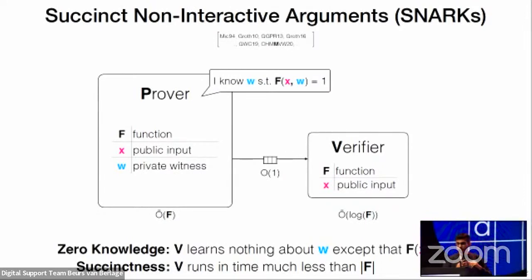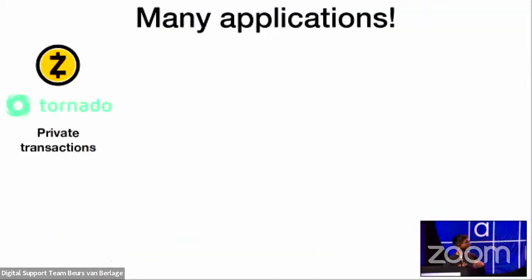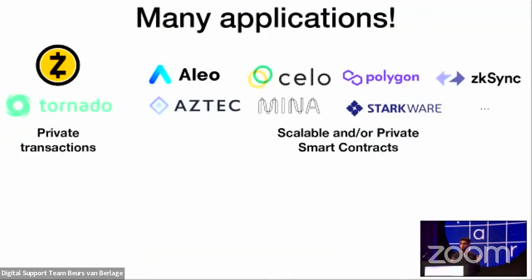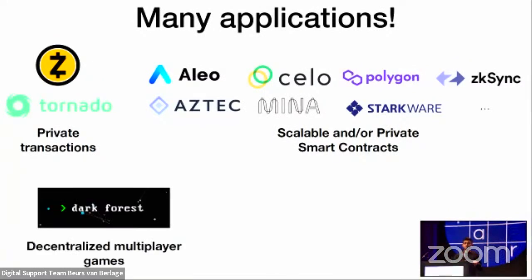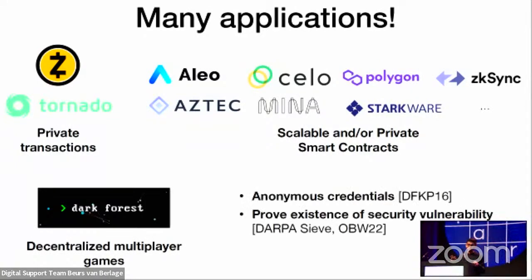And these zero knowledge and succinctness properties have led to ZK SNARKs having lots of applications in a number of domains. These applications include things like private transactions, private and scalable smart contract systems, decentralized multiplayer hidden information games, and many more. Anonymous credentials, proofs of security vulnerabilities, coercion-resistant voting, and more. So this is clearly an exciting primitive, and people have been using it to develop applications.